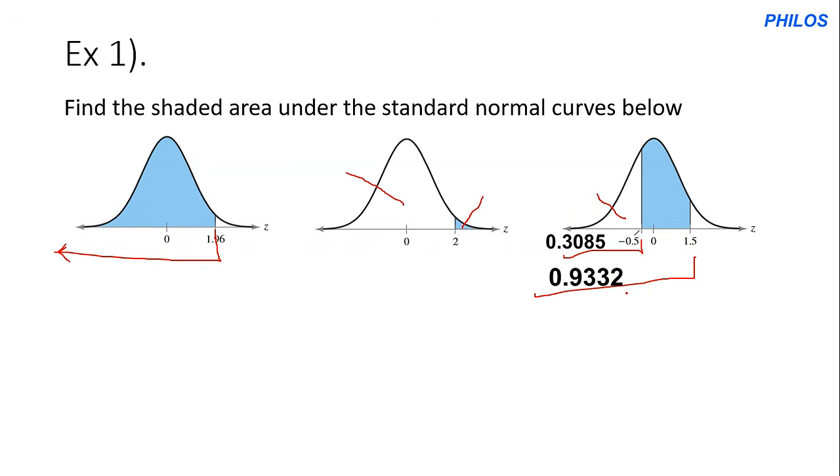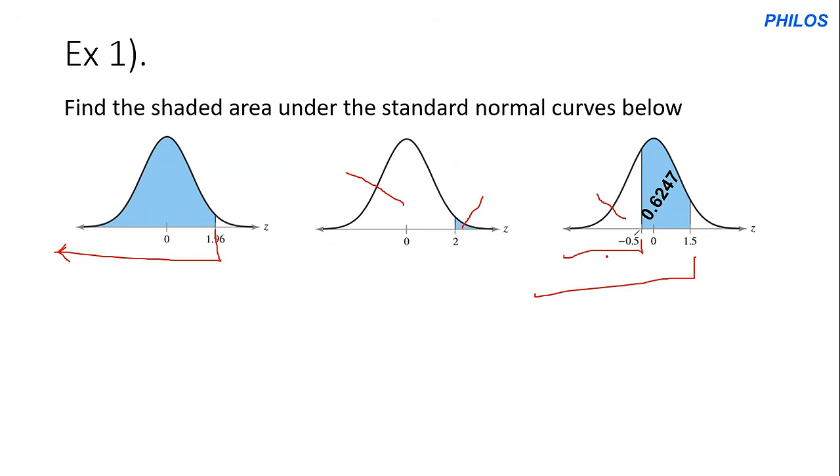Okay, so to get the final answer, because we are finding the area between this and this, to get the area between z-score of 1.5 and z-score of negative 0.5, the answer should be the area to the left of positive 1.5 minus the area to the left of negative 0.5. So that will be what? 0.9332 minus 0.3085. And it will give you 0.6247. So that is the final answer to this.